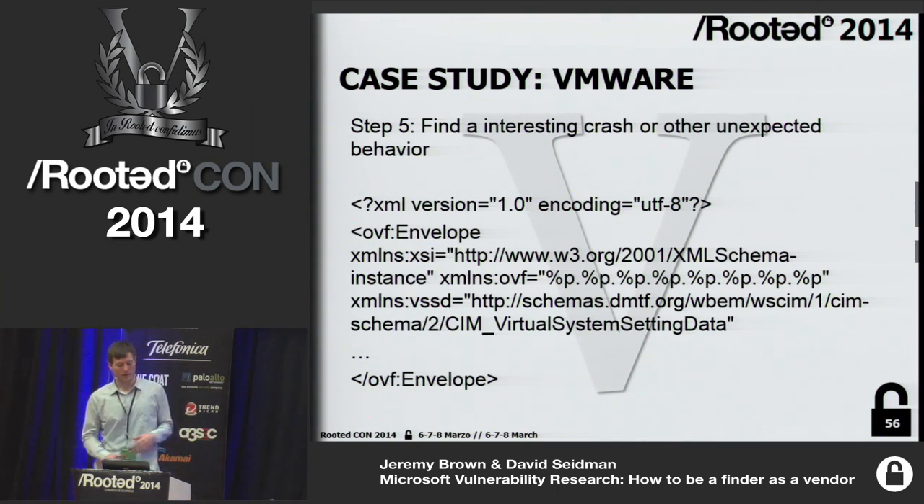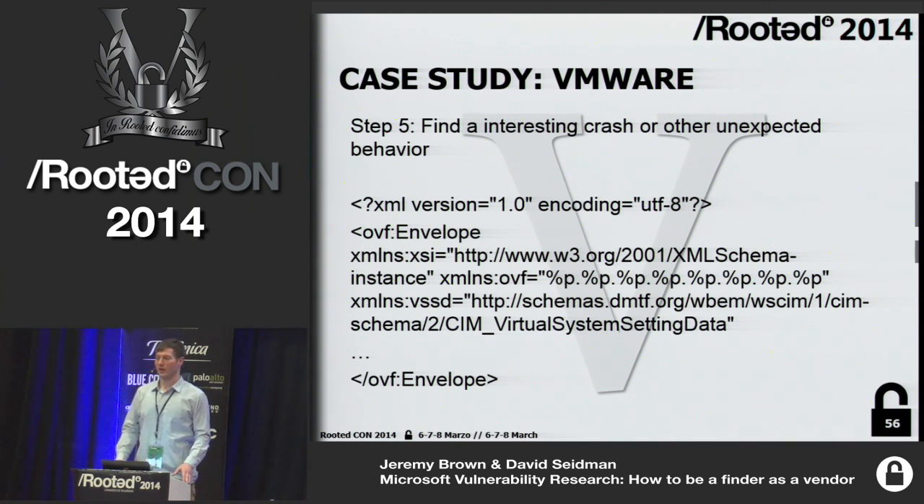So, step 5, find an interesting crash or unexpected behavior. Format string bugs were really popular in the early 2000s, but were killed pretty quickly. Not to say all of them were dead, but they were hunted to near extinction because they were so easy to find. Go find a format string function, look and see if it has a specifier, and go from there. They're pretty easy to kill off because of that. A little different than other kinds of memory corruption vulnerabilities.